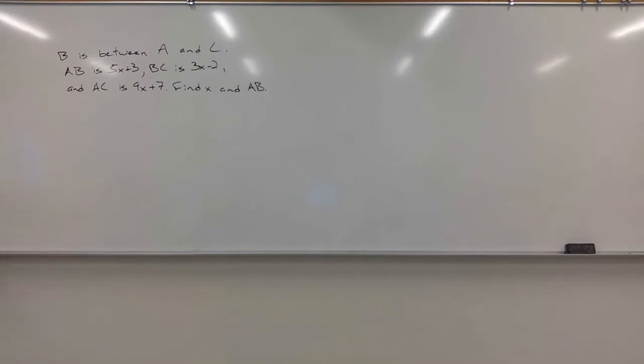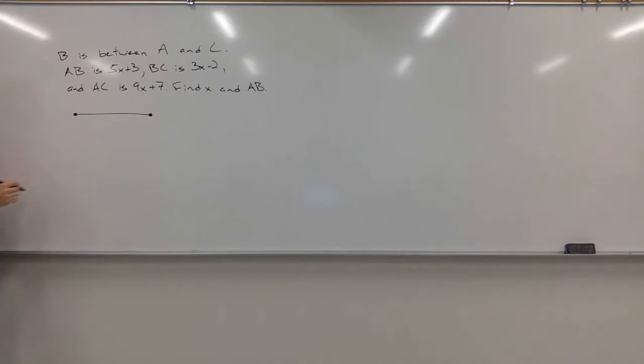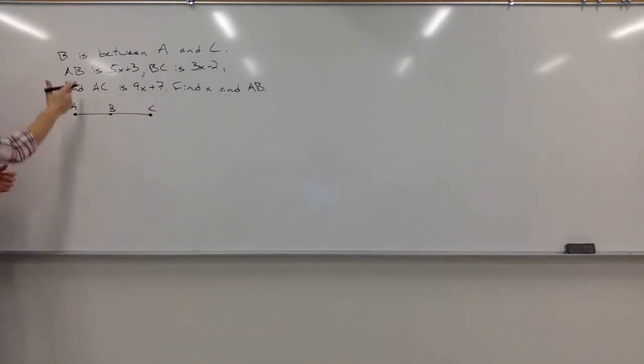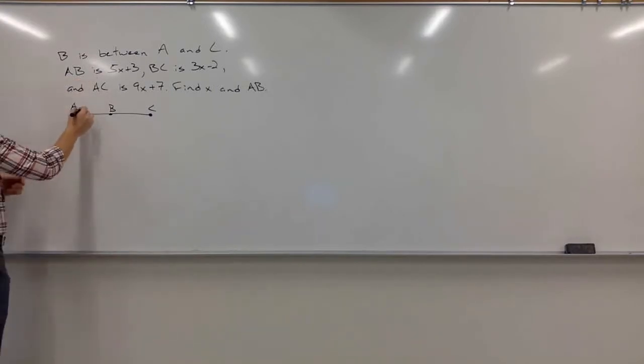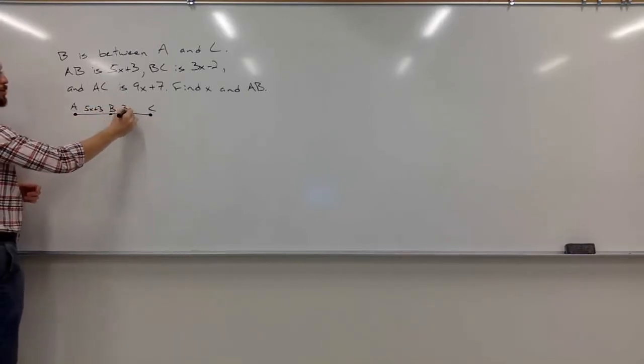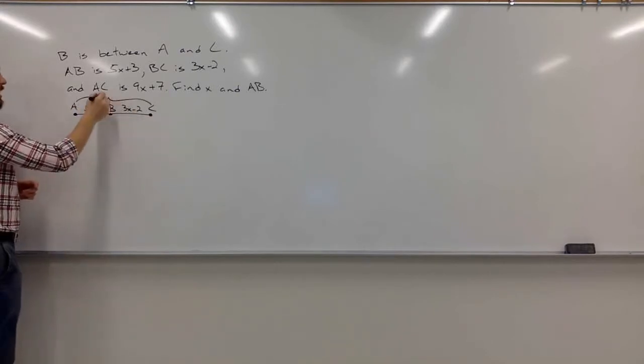Yeah, so we will eventually do substitution. First thing you probably want to do is draw a picture, right? What would this picture look like? Yeah, B is between A and C, right? We'll have A, and B, and C, and then we can fill in this information. So if AB is 5x plus 3, that'll be this piece. BC is 3x minus 2. And then the whole thing, AC, is 9x plus 7.